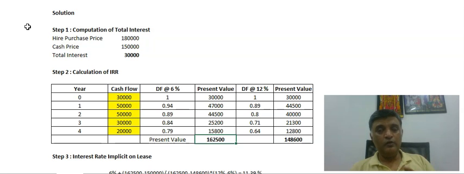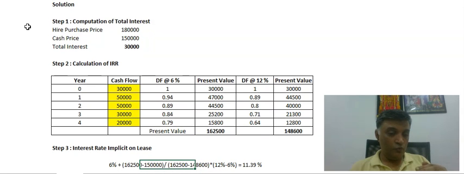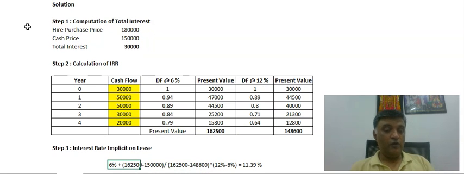So definitely we can conclude that the discount rate is in the range of 11 and 11.5. But to be very exact, we try to use a technique called interpolation in step number 3, and we try to determine what the discount rate is. So if I use that formula, this is the formula. So 6% is the base rate plus NPV of the base rate.